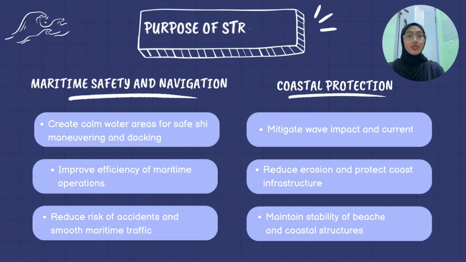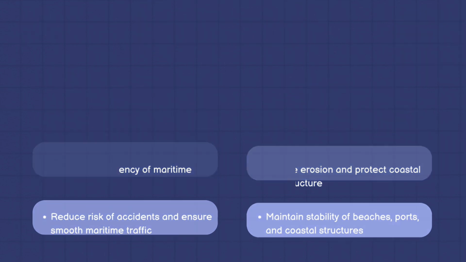So next, we move on to the purpose of structure. The first one is maritime safety and navigation. It is to create calm water areas for safe ship maneuvering and docking, and then to improve efficiency of maritime operation, and lastly to reduce risk of accident and ensure smooth maritime traffic. Next, the second purpose of structure is coastal protection. It is to mitigate wave impact and currents, also to reduce erosion and protect coastal infrastructure, and lastly to maintain stability of beaches, ports, and coastal structures.